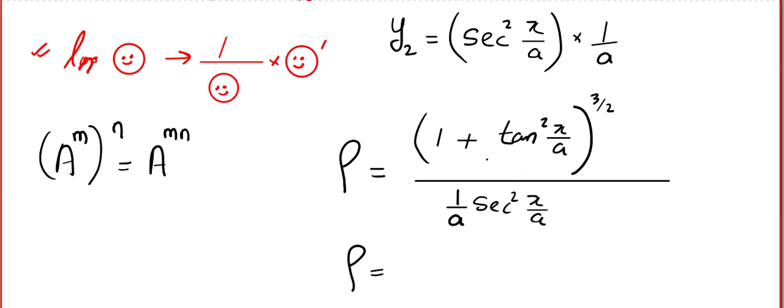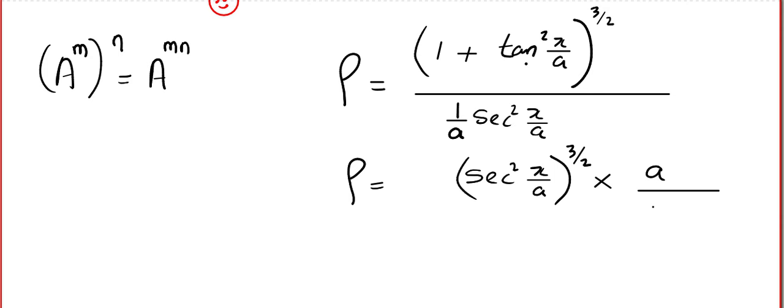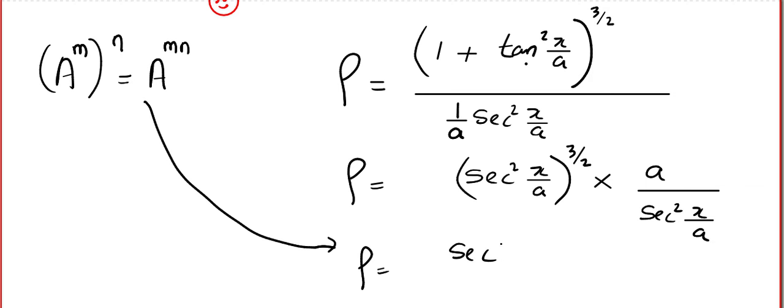So look at this. What is 1 plus tan square x by a? Yeah, it is sec square x by a, the whole power 3 by 2. Okay, we have to divide by something, so I am going to multiply into a by sec square x by a. So let's apply this rule here. So rho is equal to sec cube x by a. You got it right, 2 and 2 get cancelled and there will be cube into a by sec square x by a.